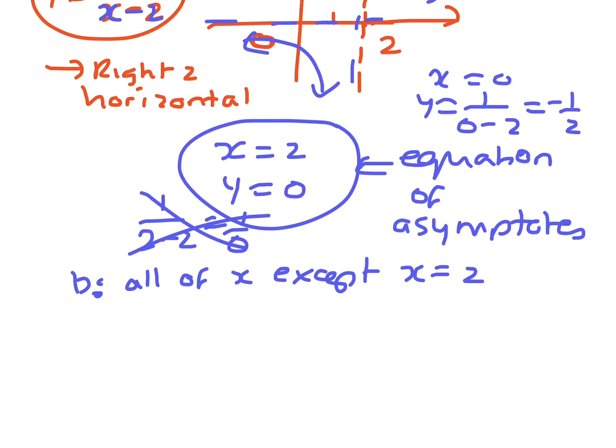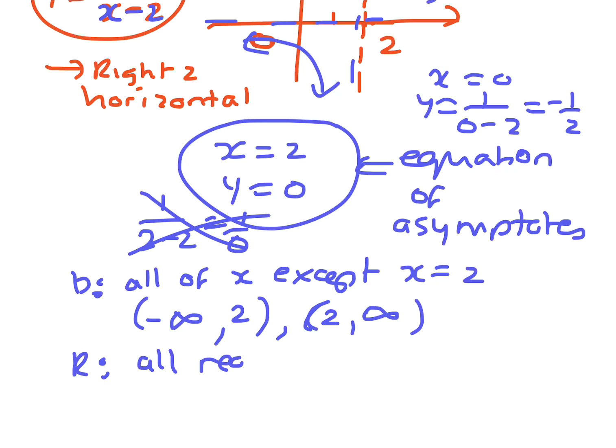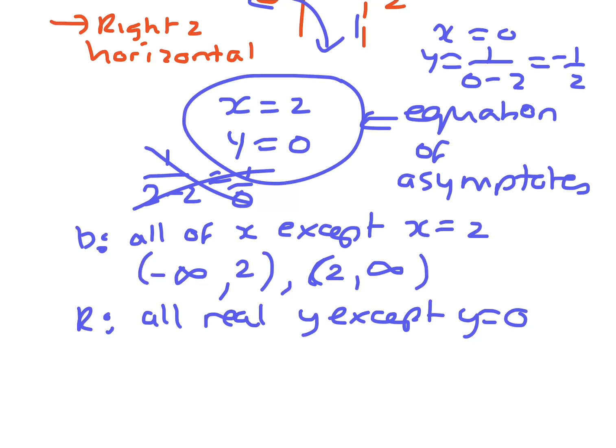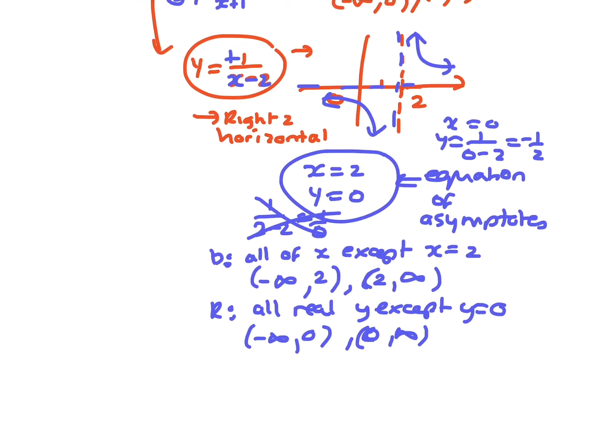So when you're writing the domain, it's actually all of the x except x equals 2, because that's your asymptote. So if you did it in interval notation, it's minus infinity to 2, and 2 to infinity. You can do it either way. You can write it as all real x except x equals 2, or you can write it using the interval notation. So the range is all real y except y equals 0, because that's your asymptote. You could go minus infinity to 0 and 0 to infinity.